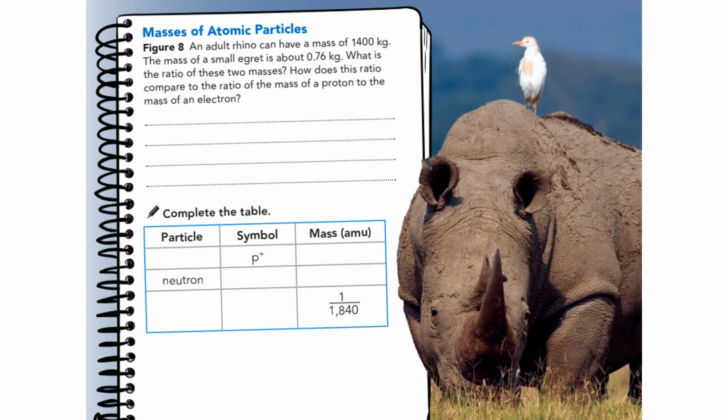All right, so masses of atomic particles. An adult rhino can have a mass of 1,400 kilograms. The mass of a small egret, which is a bird, is about 0.76 kilograms. What is the ratio of these two masses, and how does this ratio compare to the ratio of the mass of a proton to the mass of an electron? So, if we take 1,400, multiply that by 0.76, it is equal to 1,842.1, which is about the same as the proton to electron mass ratio.